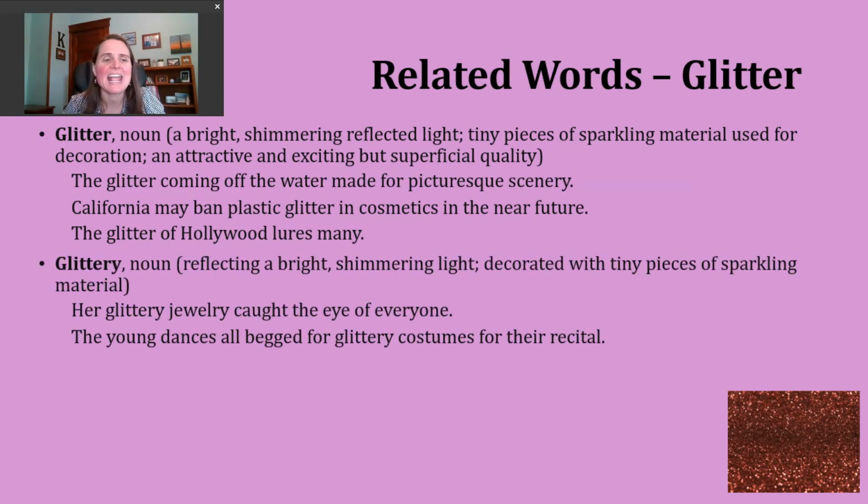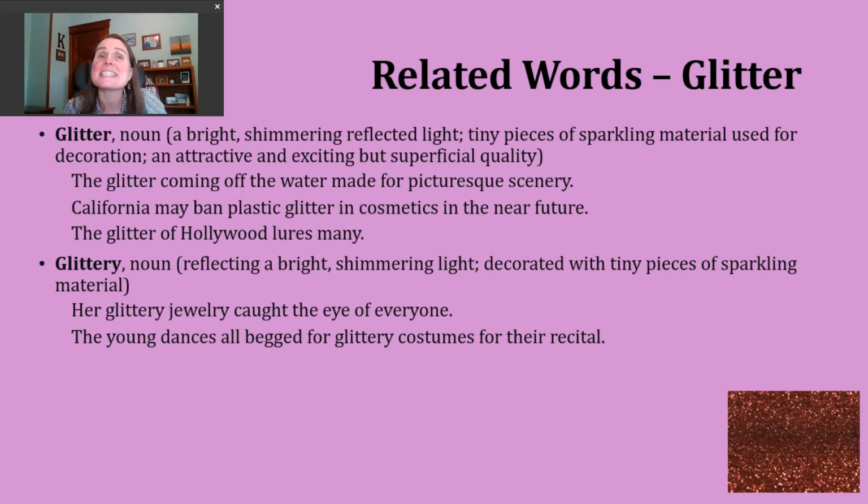Now let's move on, and actually, this should be an adjective. I'm sorry for my mistake here. The adjective glittery. So we've added that Y suffix there. And when I use that word as an adjective, I could be referring to reflecting a bright, shimmery light. So I'm describing something that has that quality. An example of that might be her glittery jewelry caught the eye of everyone, right? So maybe someone had a large quantity, or the way it was hitting the light made everybody go like, whoa, let me check that out.